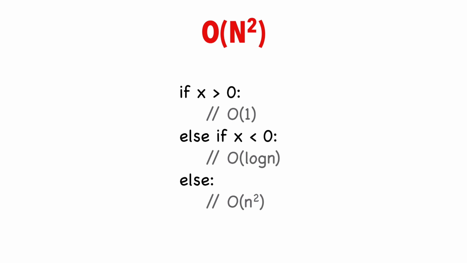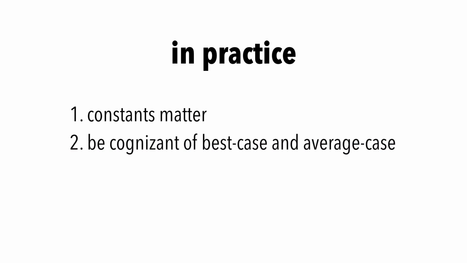I hope this gives you an understanding of big O notation. Let's wrap up by talking about the real world. When you're coding your algorithm, please realize that constants absolutely do matter. A lot of situations have small input sizes, so a constant of 2 or 3 could have a large impact. Last, be cognizant of average case. Depending on your application, this may be more applicable for your algorithm.